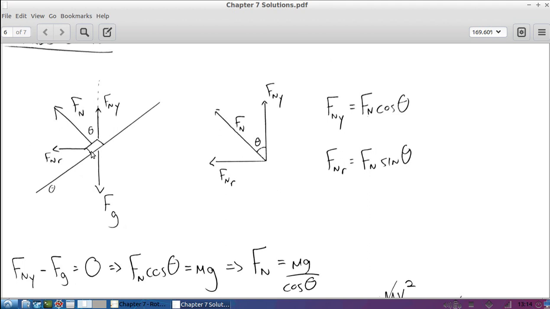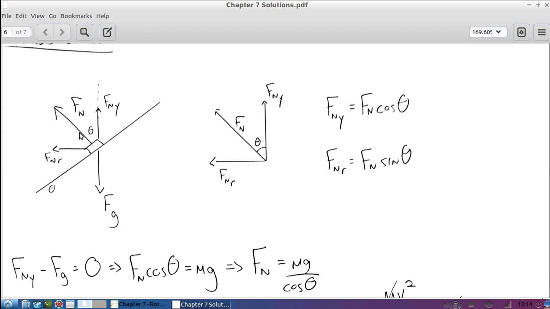This is motion in the circular direction, or in the radial direction. So I'm going to split the normal force up instead of gravity now. This angle right here is this angle right here. Right? So this is the angle of incline when they bank a curve. That's the angle that they're referring to. This angle is also this angle right here.